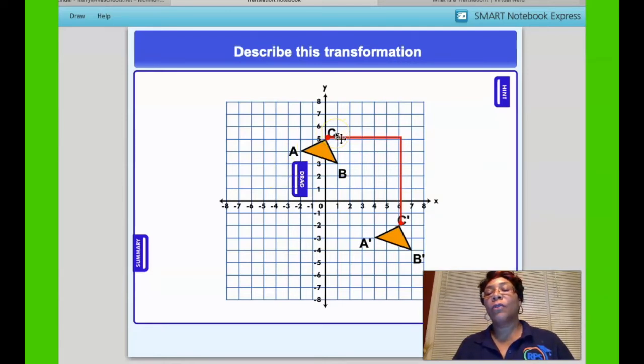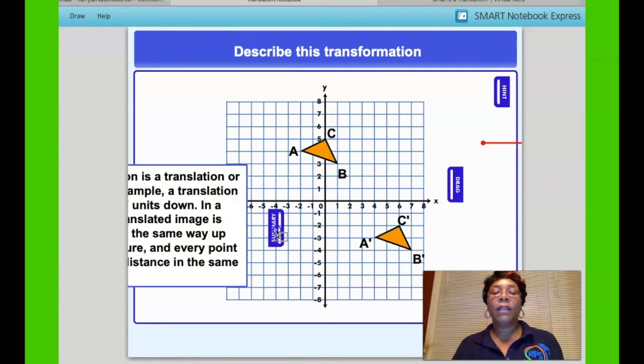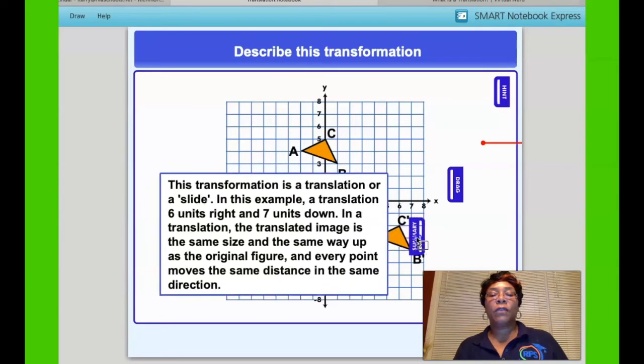This nice little red right angle can help me do that. So here's point C, and then it gets me to C prime. Here's point B, gets me to B prime. Here's point A, it moves me to A prime. So I do a really good job making sure that I have that translation there. So I can look at this, and again, if you need to write this down, please do, that this is a transformation that is a translation or a slide. Okay? Translation or a slide.